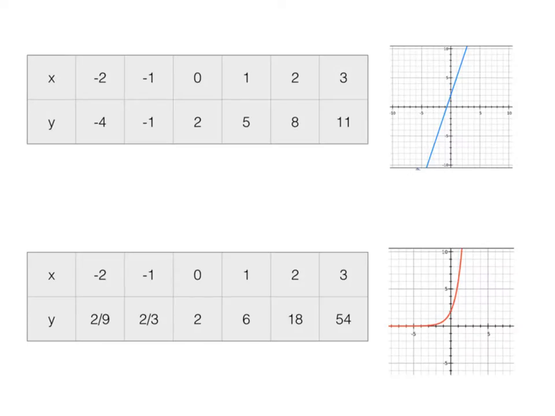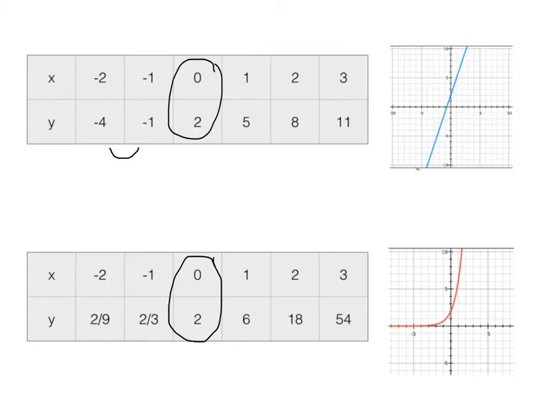The first thing we need to do is define what an exponential function is. We're going to do that by taking a look at these two tables. These two tables have two things in common. The first, they both have the same y-intercept of (0, 2). And the second thing that they have in common is both of them are increasing functions. But they're growing in different ways.